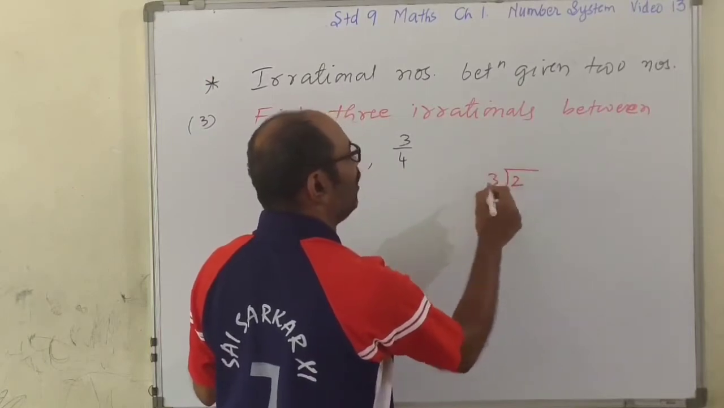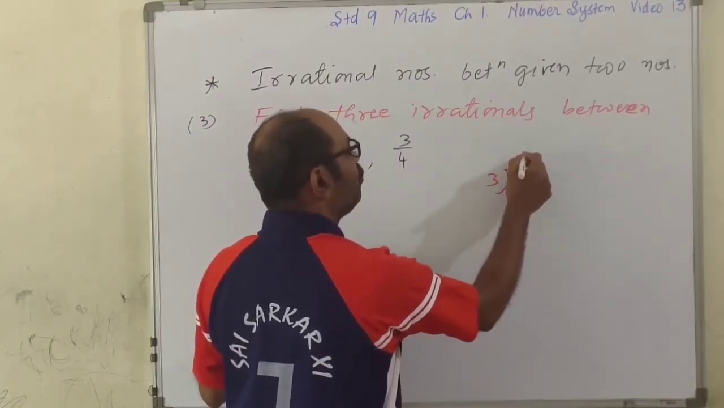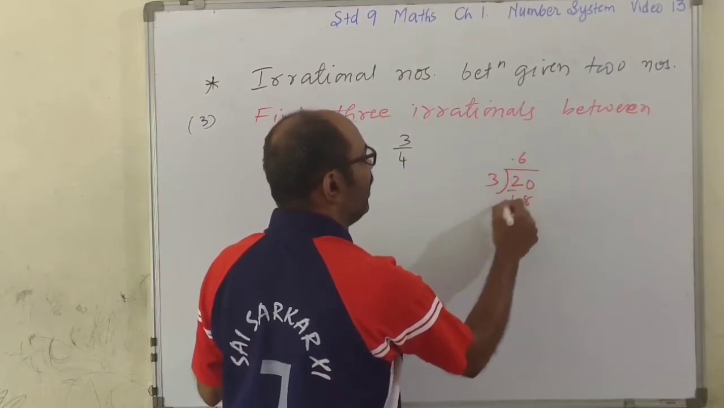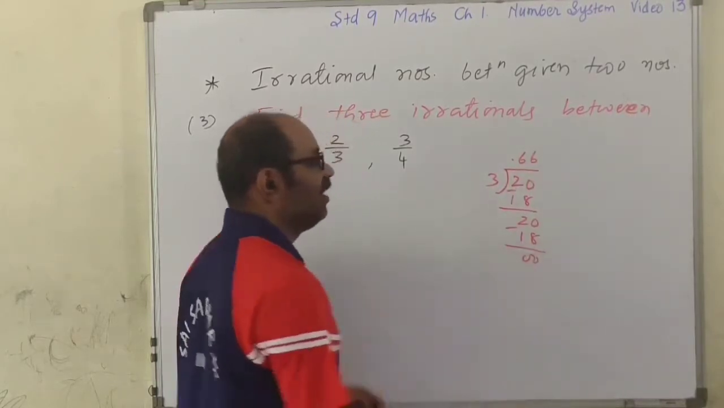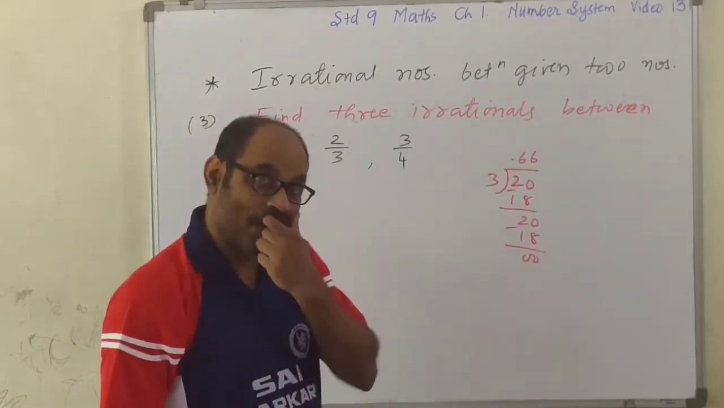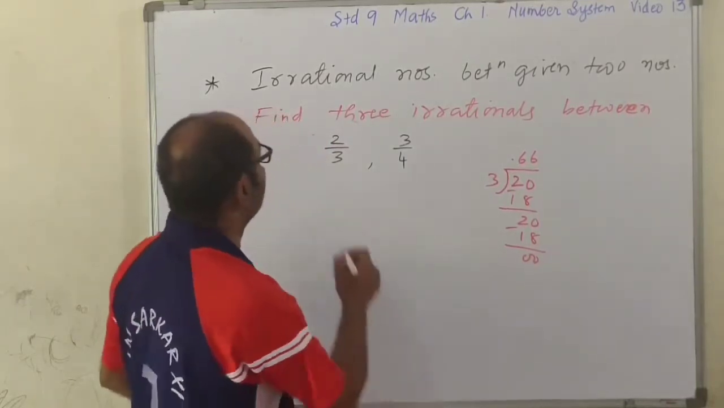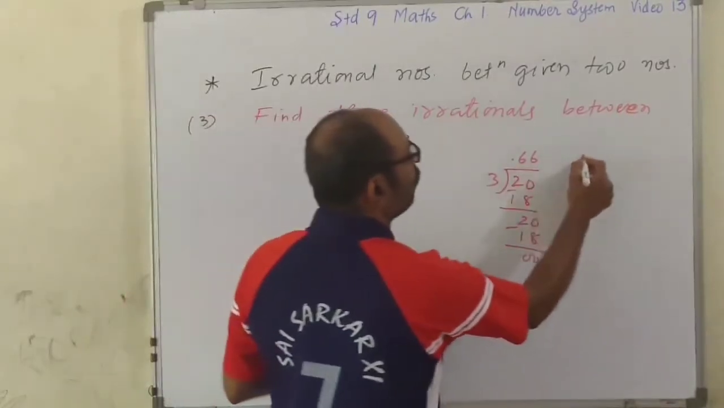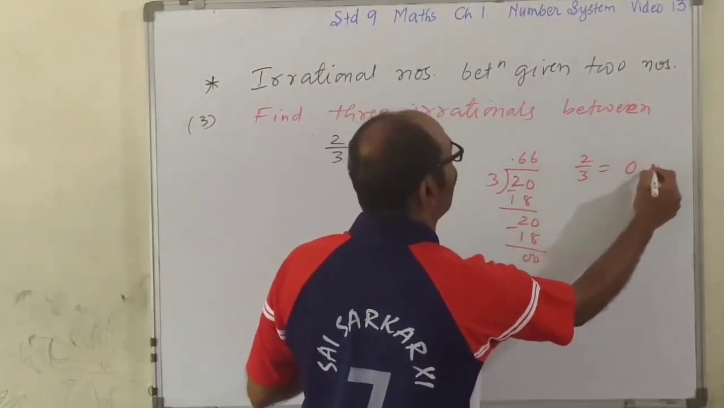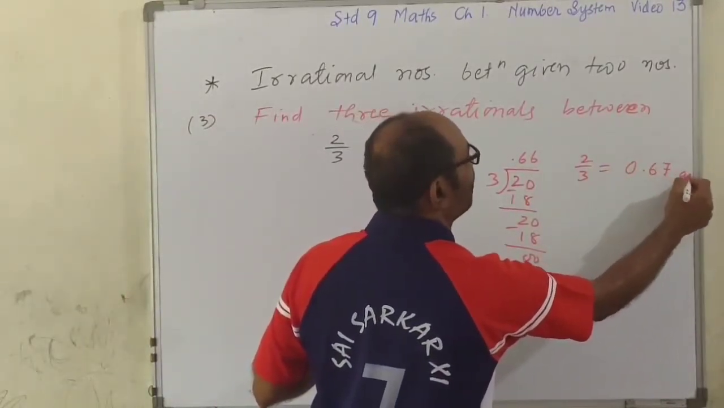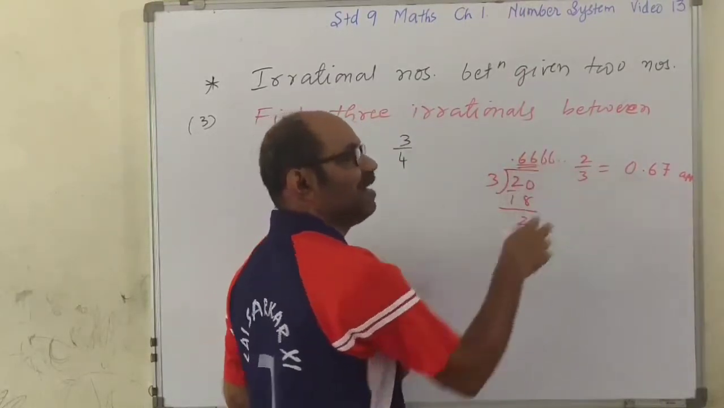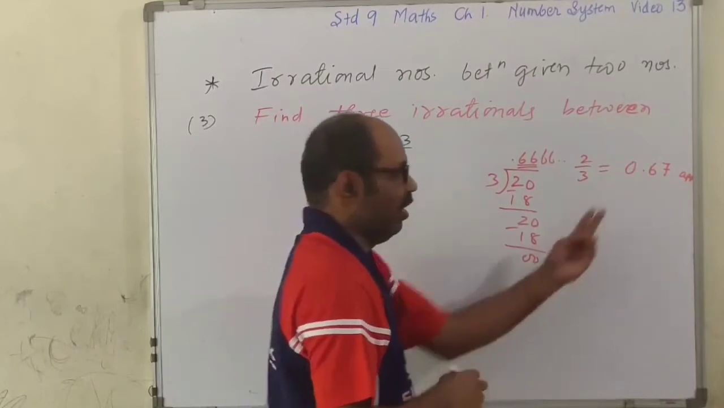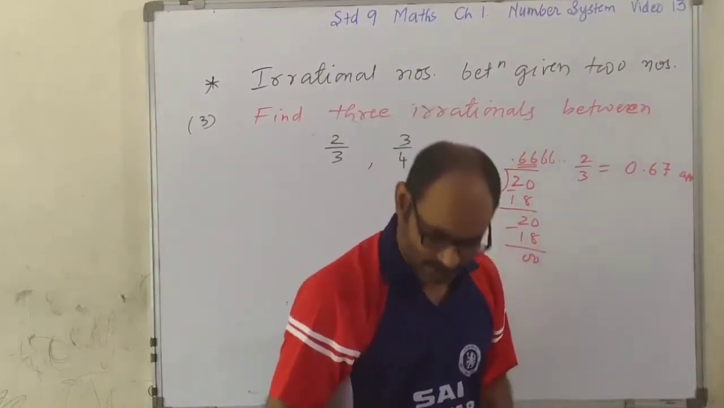2 divided by 3, 0.0. 3 sixes are 18, 2 0, 6 sixes are 18, 0. Okay, so 2/3 is equal to 0.67 approximately, because 6 will come. So I am writing 67 approximately. Is that clear? Because I want only two places of decimal.